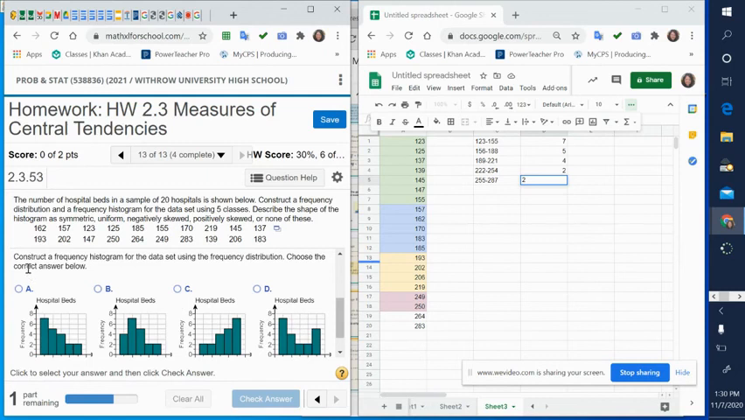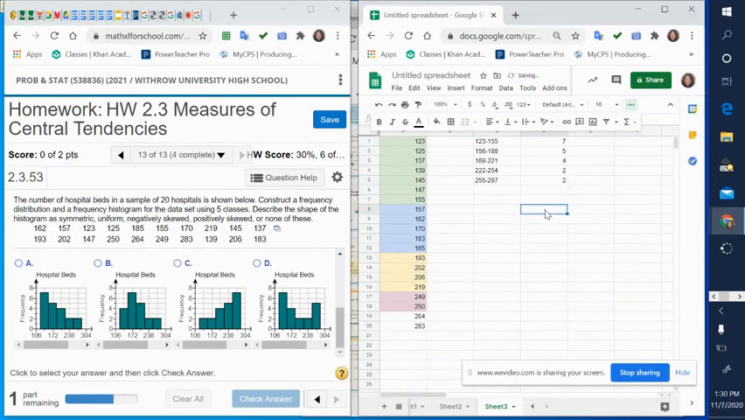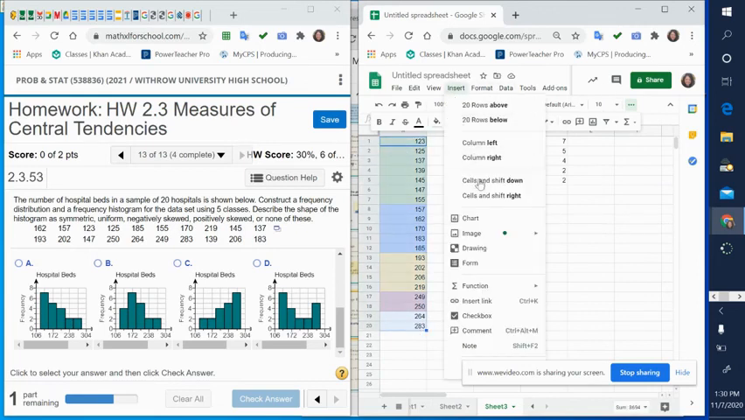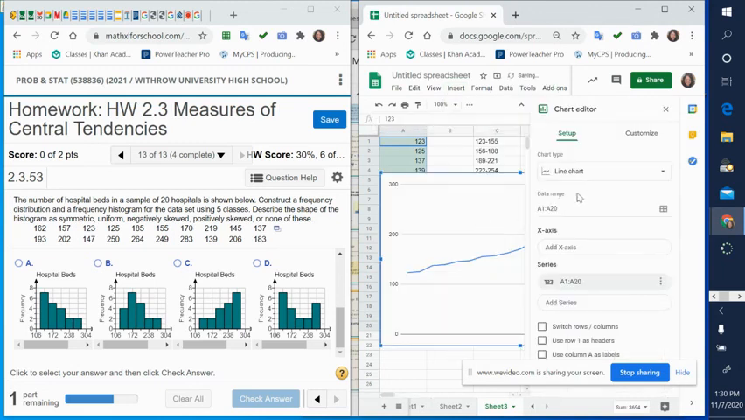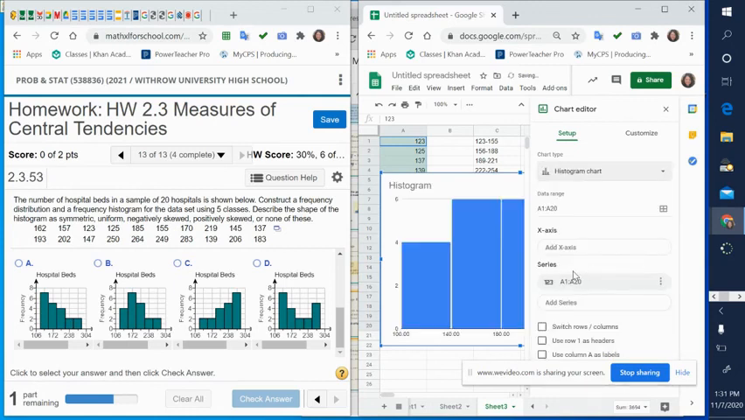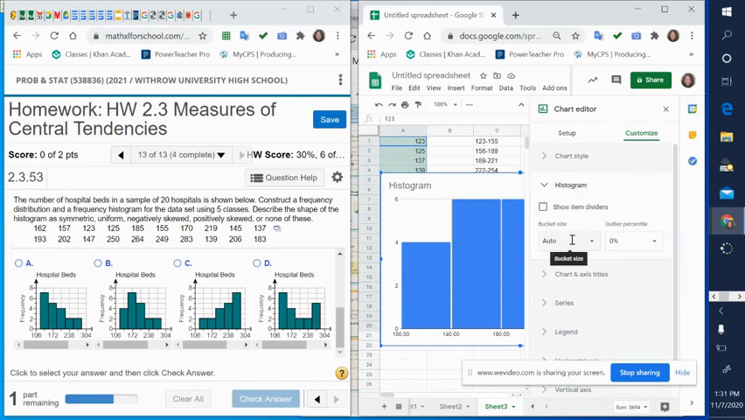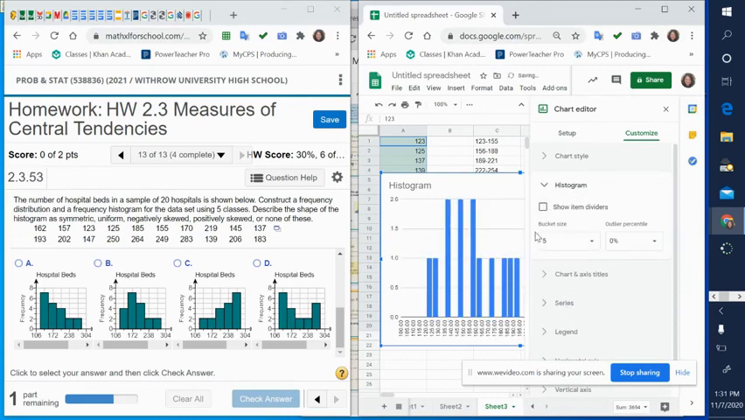All right, next part, construct a frequency histogram. Okay, so now I need a histogram that matches this. If you ever want to use Google Sheets to do a histogram, it's kind of cute. Somebody showed me something I didn't know. They want 5 classes. So 5 classes, insert, chart, and I want a histogram, and I want to customize 5 buckets. There we go.